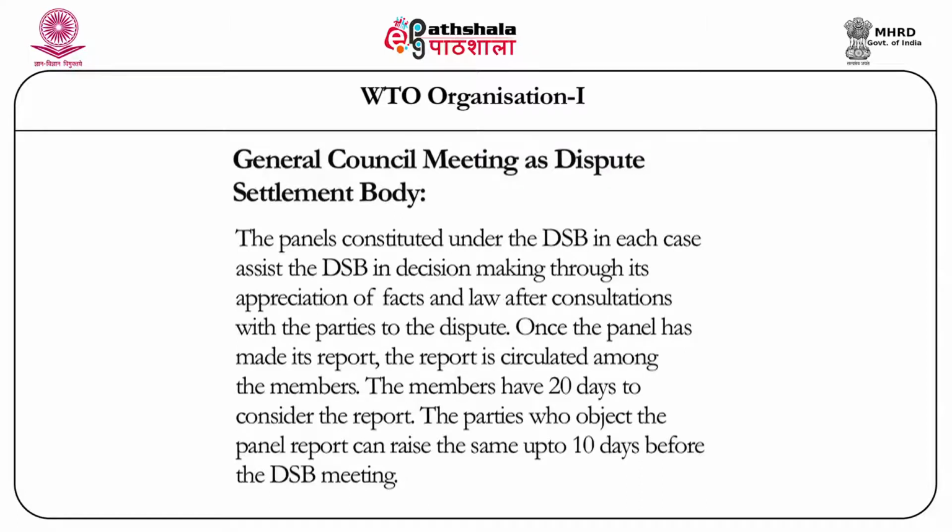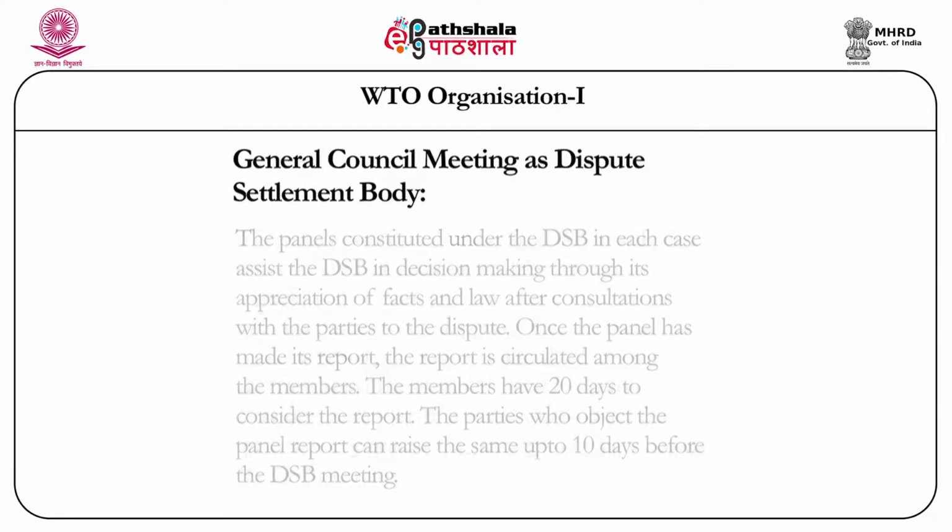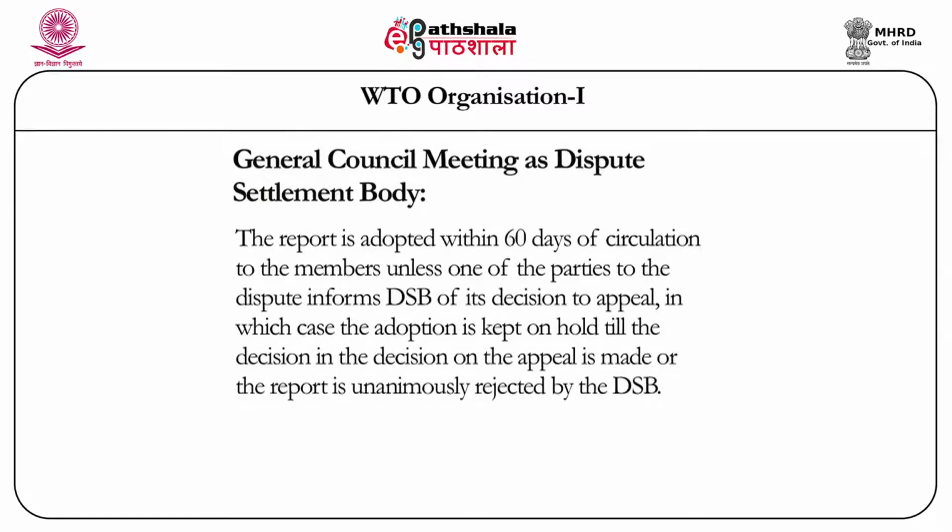Once the panel has made its report, the report is circulated among the members. The members then have 20 days to consider the report. The parties who object to the panel report can raise the same up to 10 days before the DSB meeting. The report is adopted within 60 days of circulation to the members unless one of the parties to the dispute informs the DSB of its decision to appeal, in which case the adoption is kept on hold till the decision on the appeal is made or the report is unanimously rejected by the DSB.